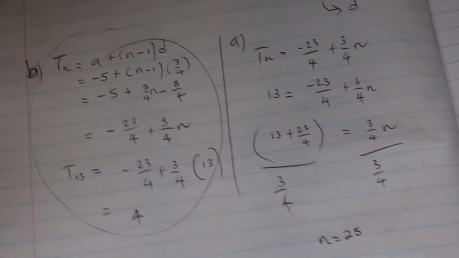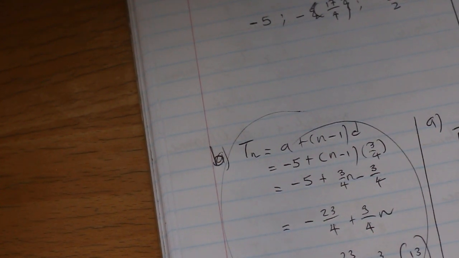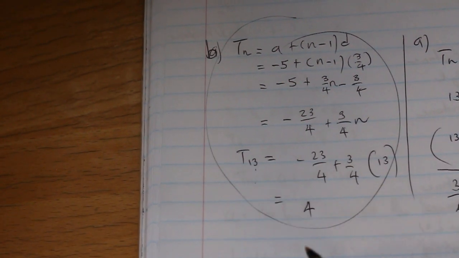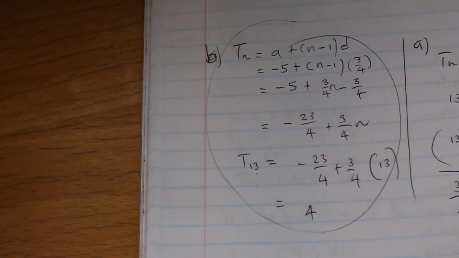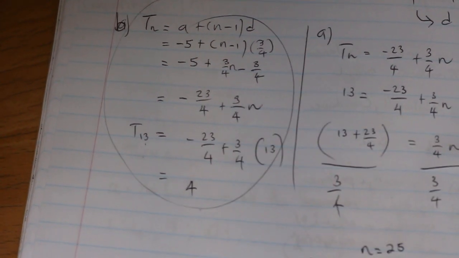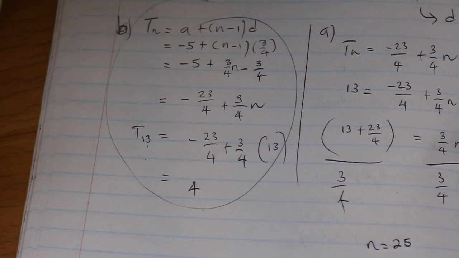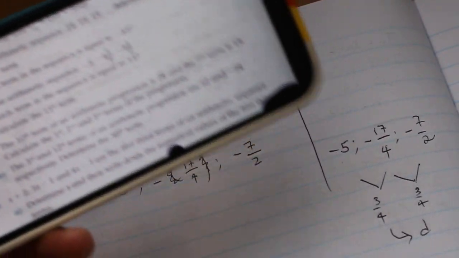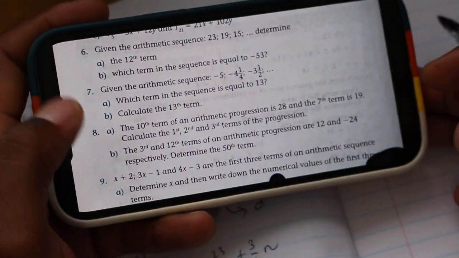Do you understand? But term number 13 has got a value of what? Of 4, which makes sense. T13 has got 4, but T25 has got 13. Because term number 25 has to have the highest value, because this is increasing, remember. So that does make sense to me. All right, let's see if we can tackle another question.